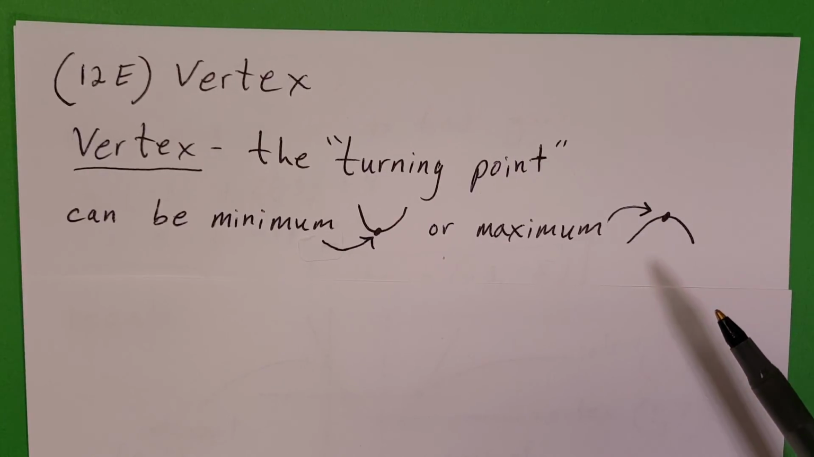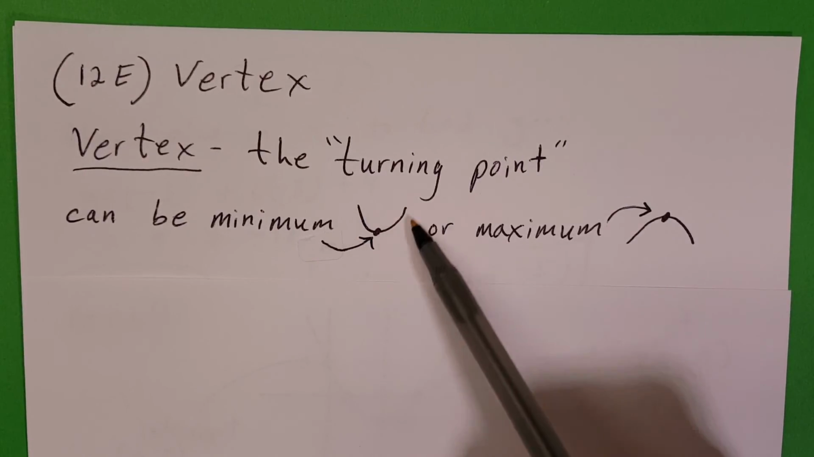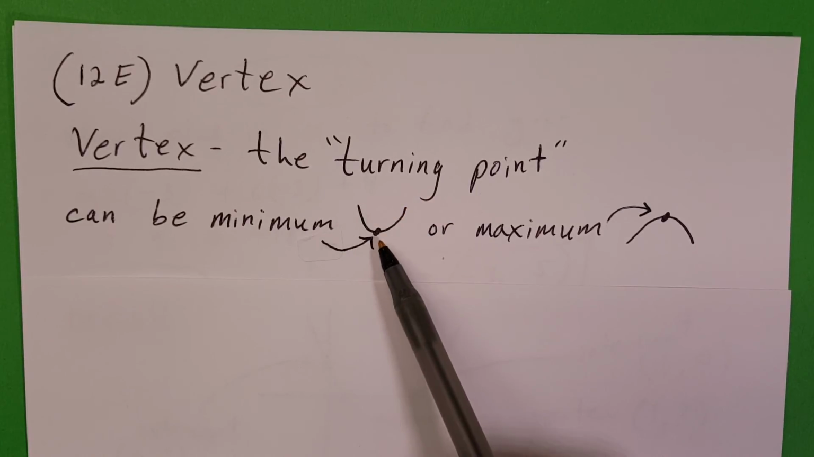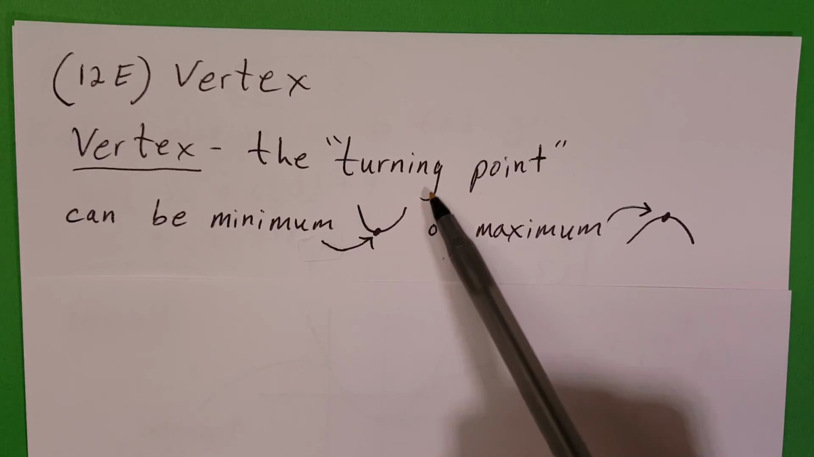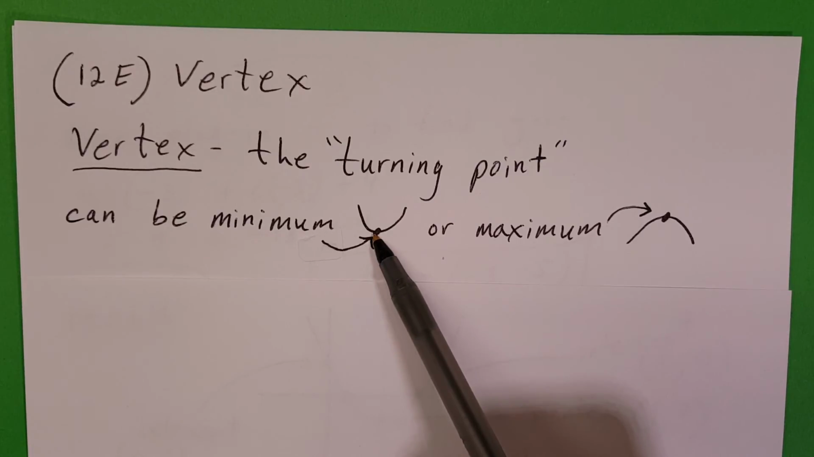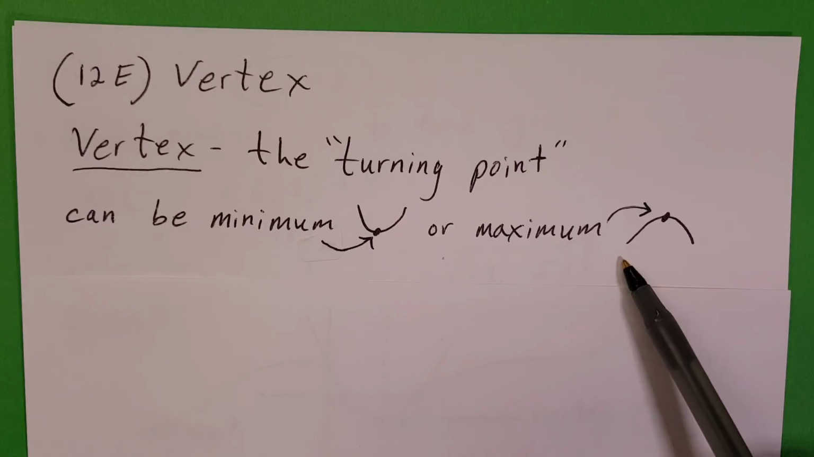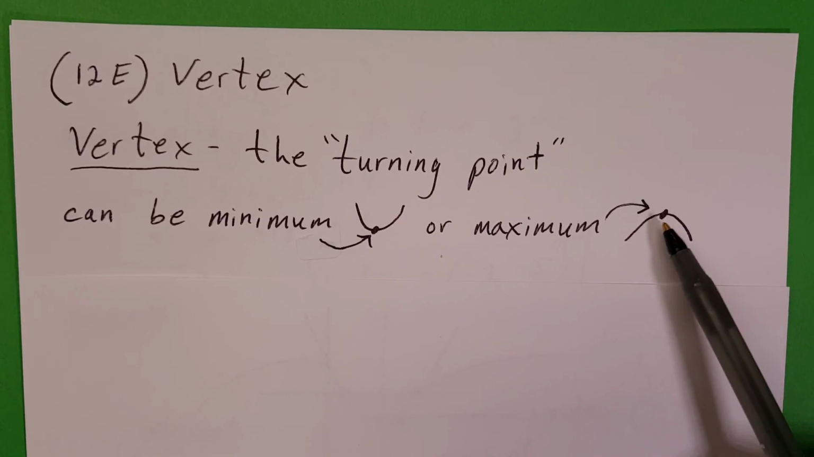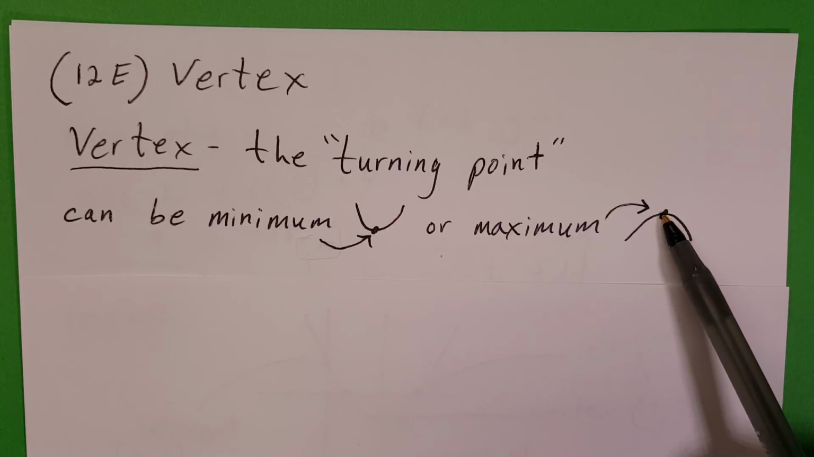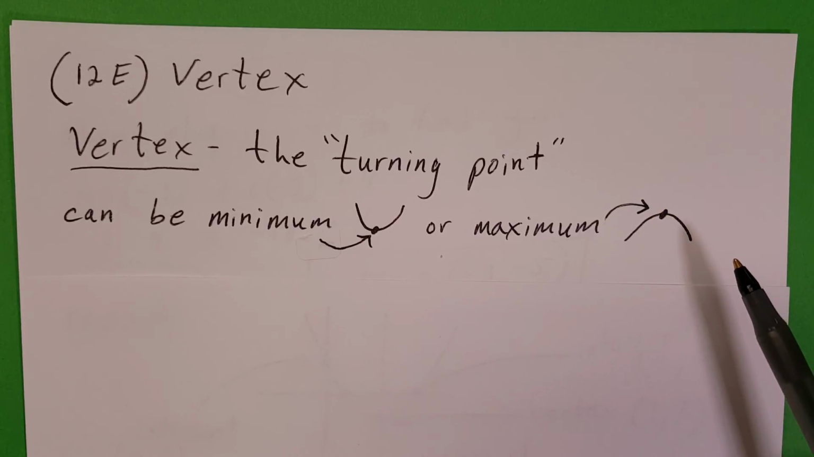So depending on which direction your parabola is going, the vertex right there can be a minimum, right? If your graph is going up, the turning point or the vertex is called a minimum because that's the lowest point, or it could be a maximum if your parabola is going this way. So the highest point would be the vertex, right?